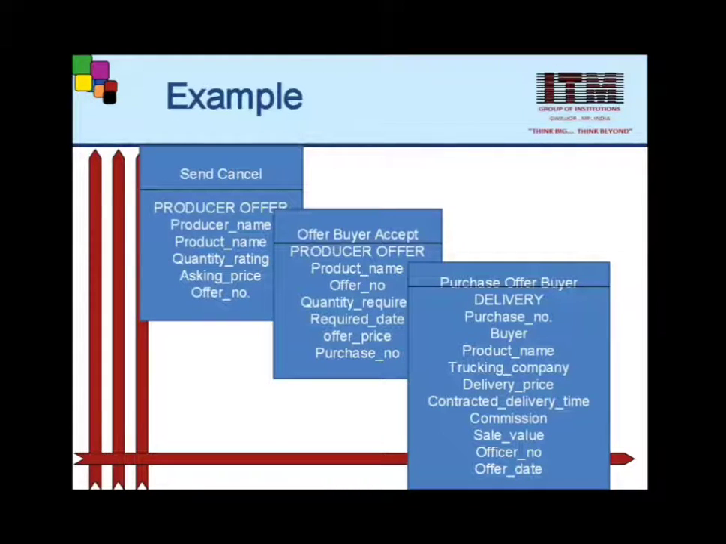For this I am just taking this example to show this particular thing with three screens. The first screen is for send cancel, the second screen is for offer buyer accept, and the third one is purchase offer buyer. These three screens are used to show the initial input, the second shows the offer received, and the third is used to show the delivery advice. We can now use the screens as a basis for discussion with the producer.